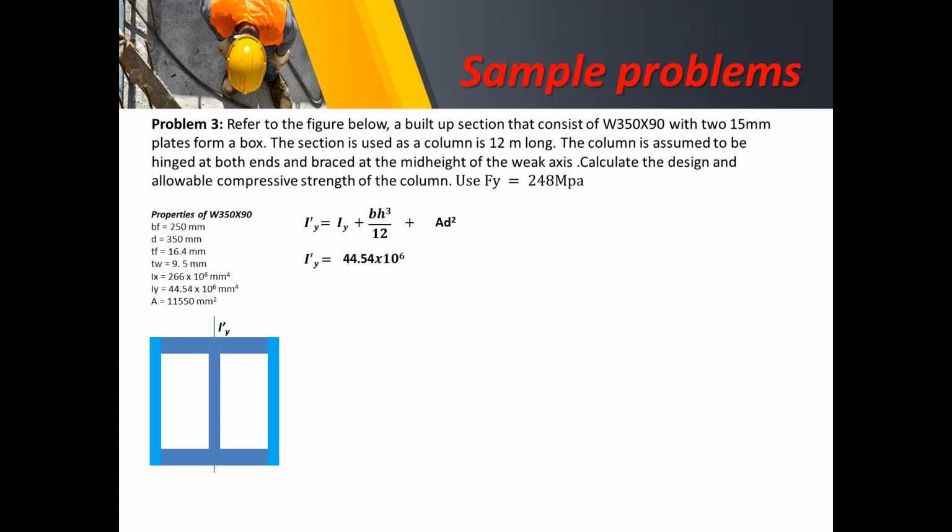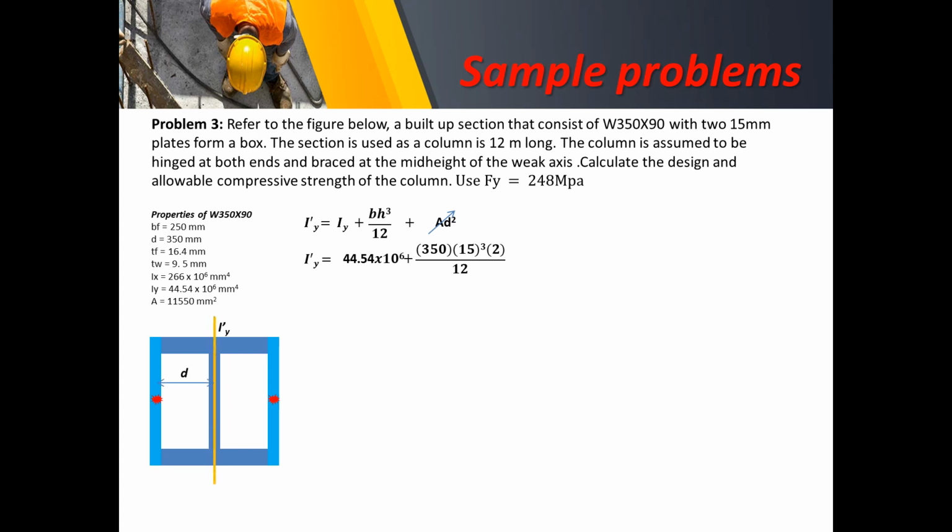I prime y therefore is, of course, the I for the flange, which is 44.54 times 10 to the 6. We add the two plates in rectangular form. So this time our base is 350 and our height is 15. There are two of them, that is why that is multiplied by 2. For this third term, Ad squared, of course this will be our centroid for those outer plates.